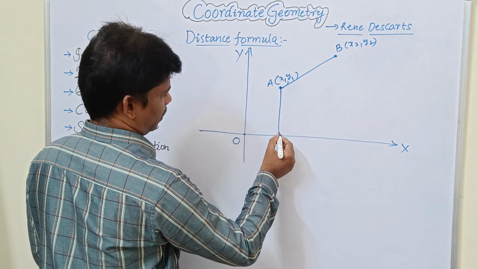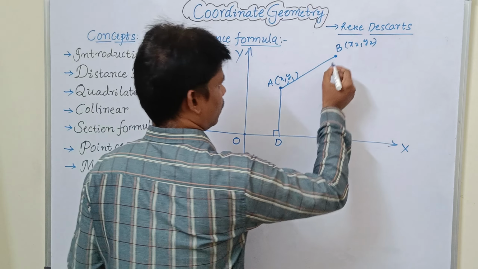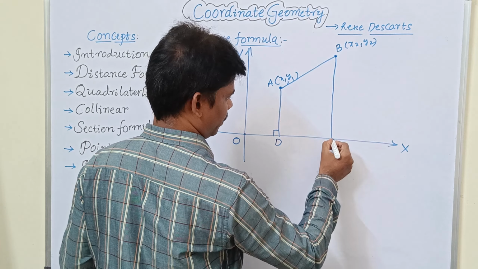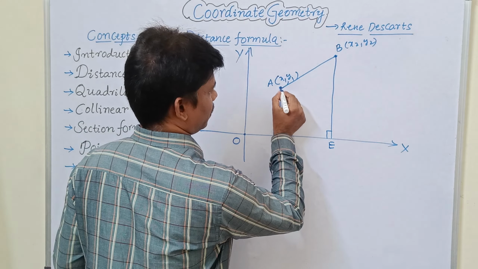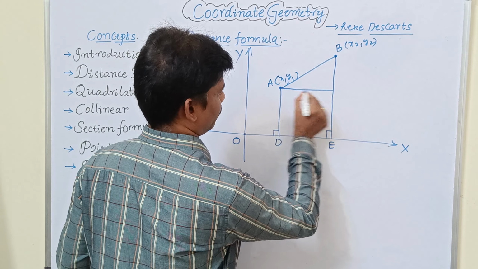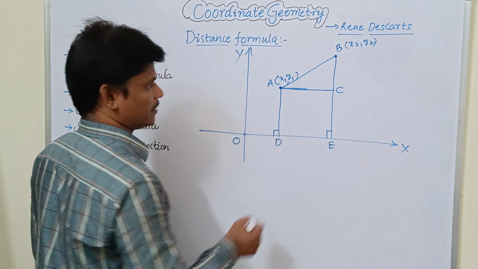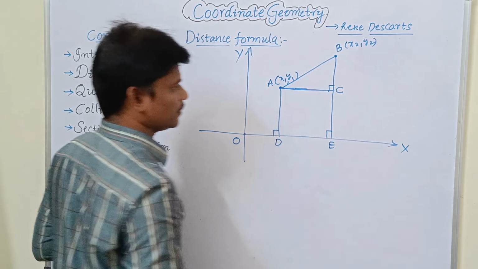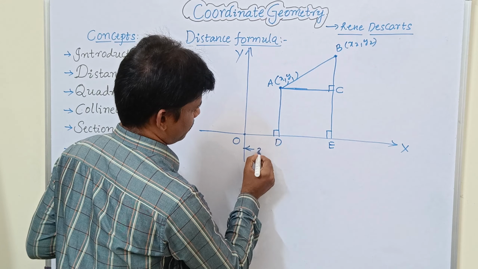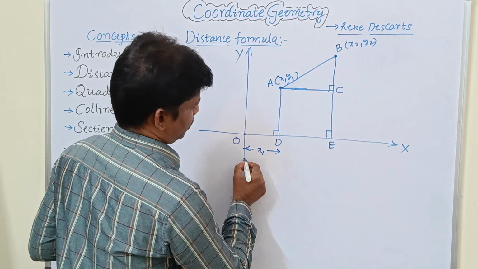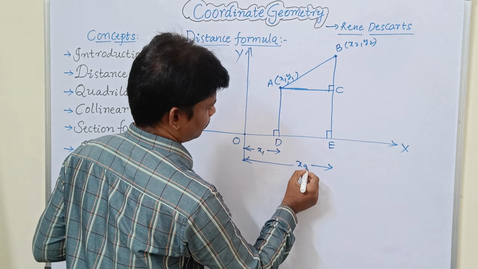So draw one perpendicular line from point A, call this D, and also draw a perpendicular line from B, call this E. Then draw one more line from A parallel to the x-axis meeting the perpendicular from B, and consider this C. See here, write the distances. What is the OD distance? Take x1. What is the OE distance? Take x2.